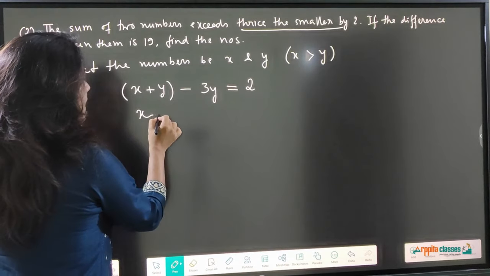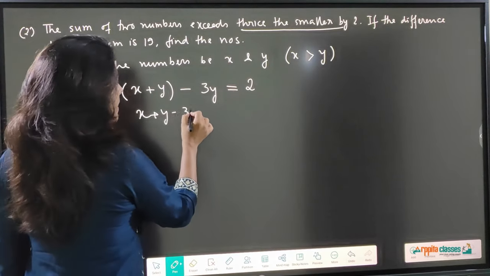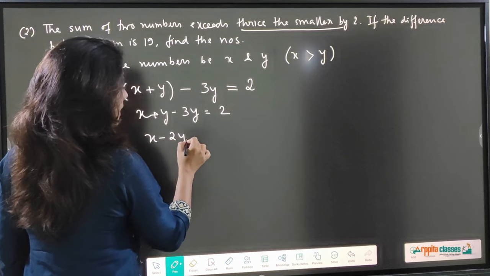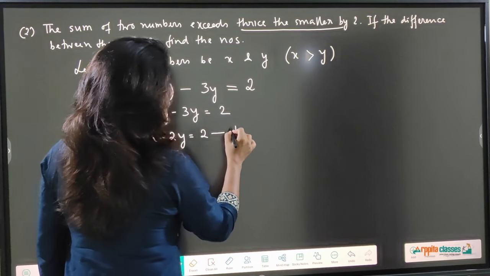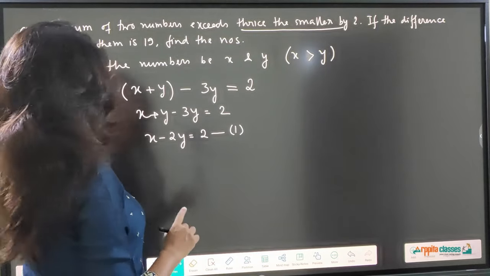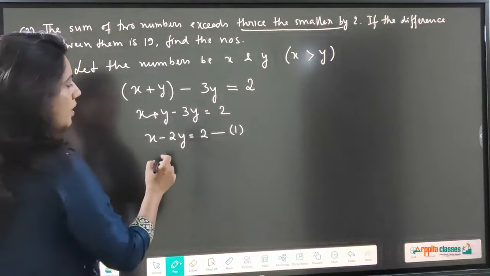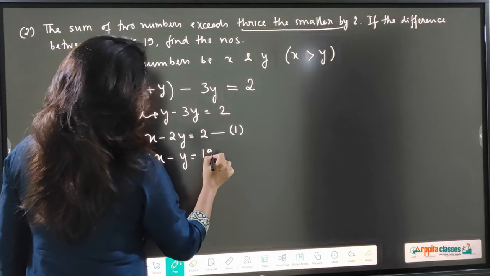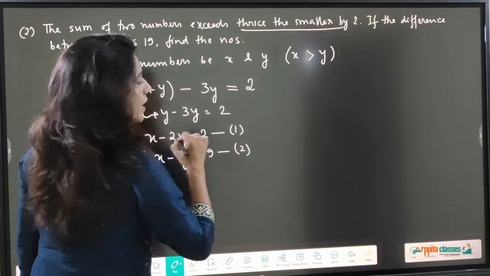Let us solve it. x plus y minus 3y is 2, or we get x minus 2y is equal to 2. This is my first equation. Now the second criteria, if the difference between them is 19. So difference between them is x minus y is equal to 19. This is my second criteria.